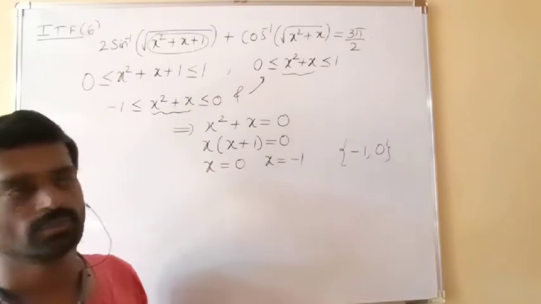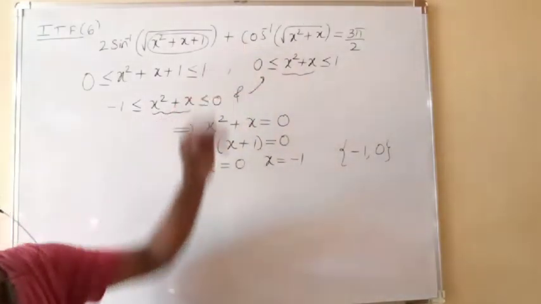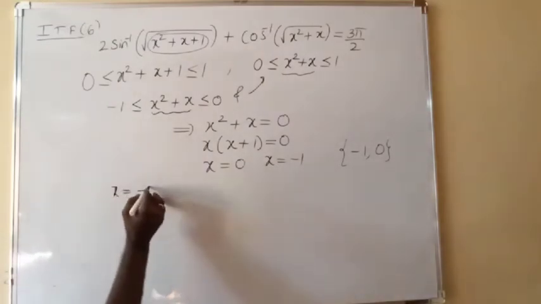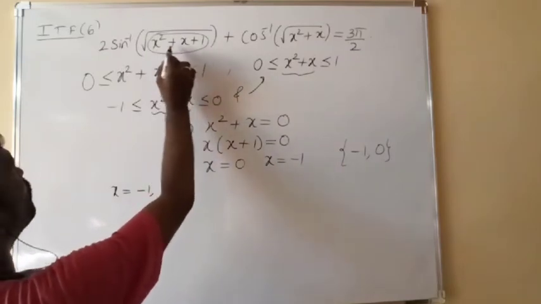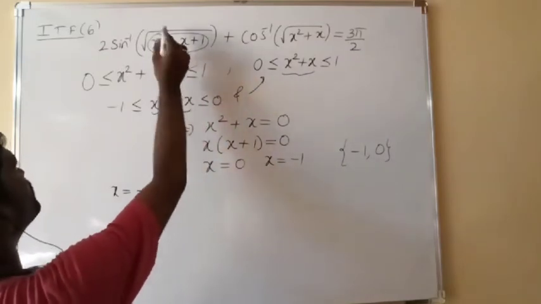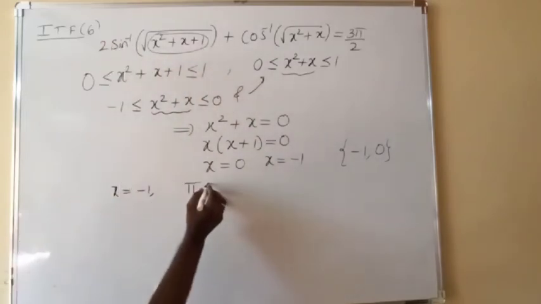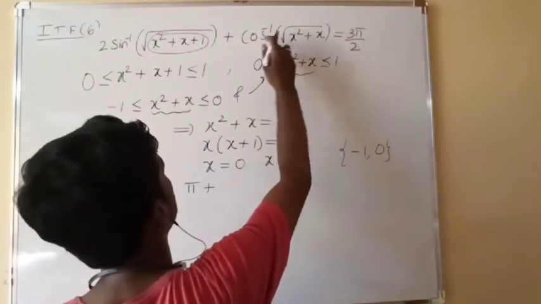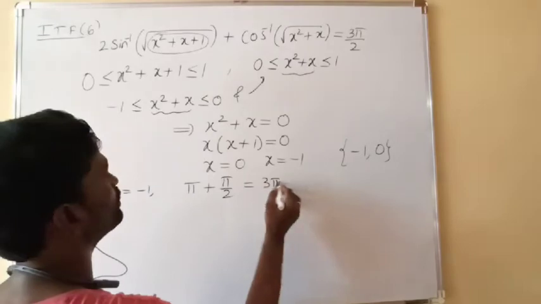Now we will verify whether these two values of x satisfy the given equation or not. If I substitute x value -1, then -1 whole square minus 1 plus 1 becomes 1. So 2 sin inverse 1 is pi. Plus, if I substitute -1 here, it becomes 0. Cos inverse 0 is pi by 2. Pi plus pi by 2 is equal to 3 pi by 2.